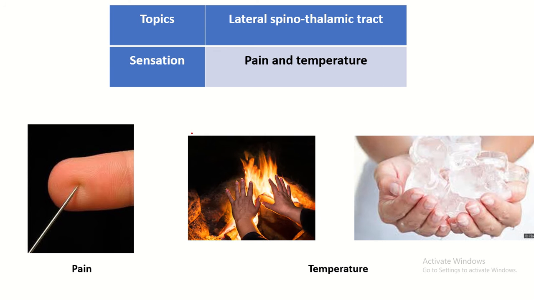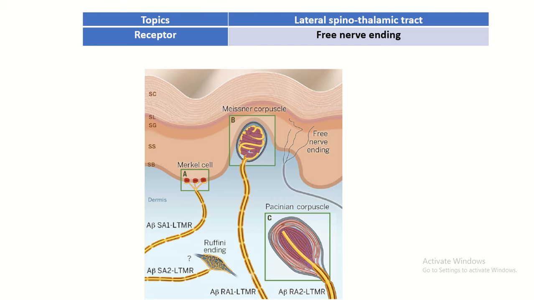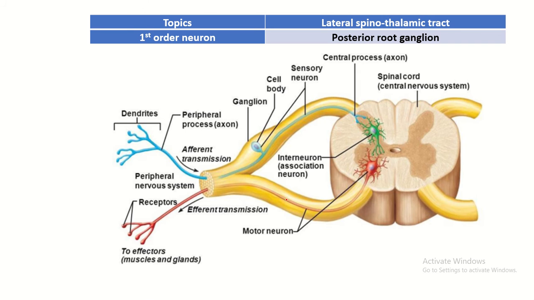What type of sensation is carried by the lateral spinothalamic tract? Pain and temperature. It carries pain, and it carries temperature, both hot and cold temperature sensation. This sensation is received by the free nerve ending. This is the free nerve ending.